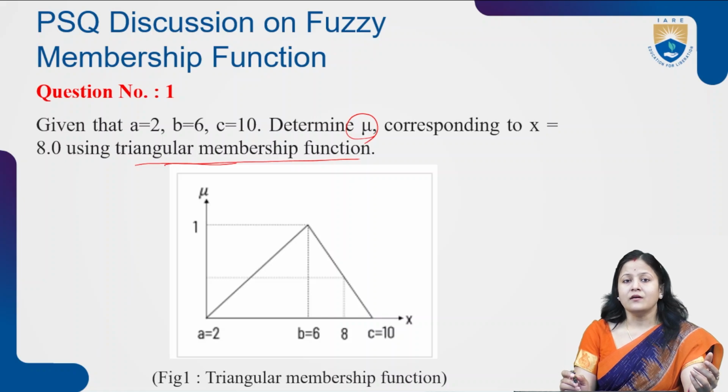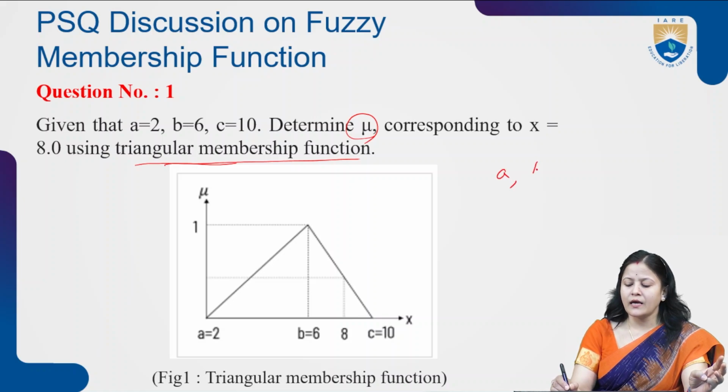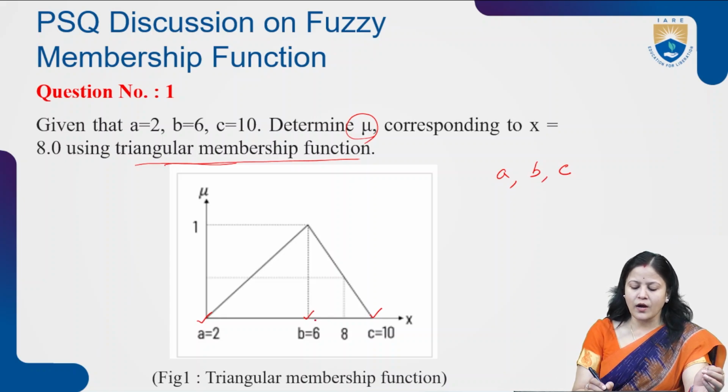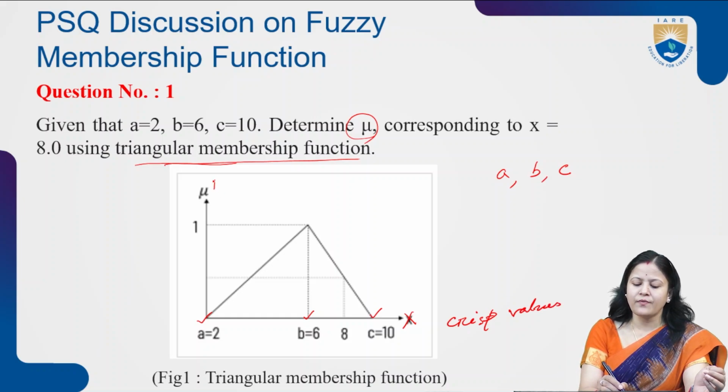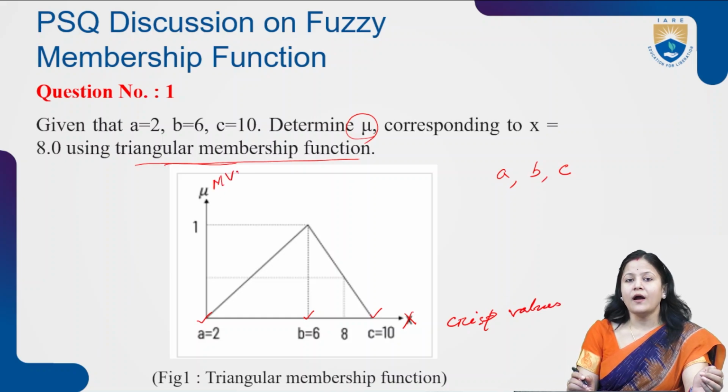As this is related to the triangular membership function, three parameters are very important: one is A, another is B, and another is C. If you see this graph, A and C are considered as the base and B is considered as the height. The x-axis represents the crisp values and the y-axis represents the membership value, or the fuzzy values we can say.